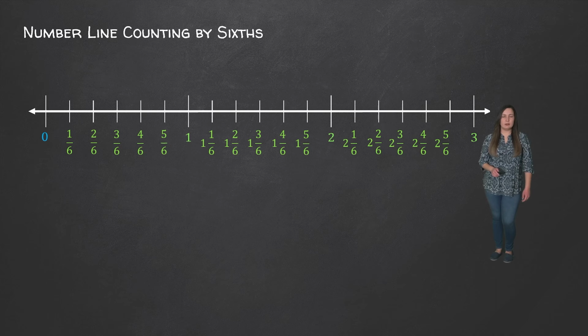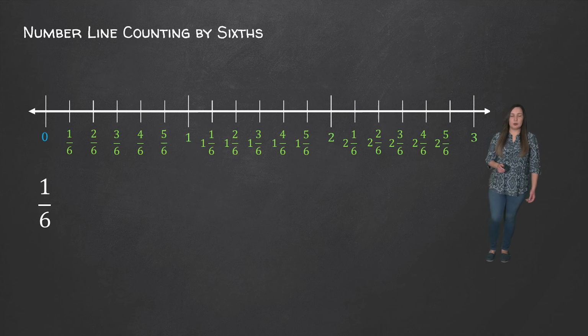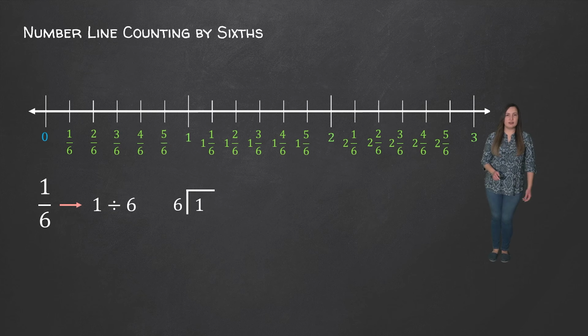We're going to start off with 1 over 6. In order to convert this to a decimal, we have to divide the numerator divided by the denominator. So that means 1 divided by 6, where 1 is our dividend and 6 is our divisor. So we ask ourselves, how many times does 6 go into 1? Well, it doesn't, so we're going to put a 0 right above that.